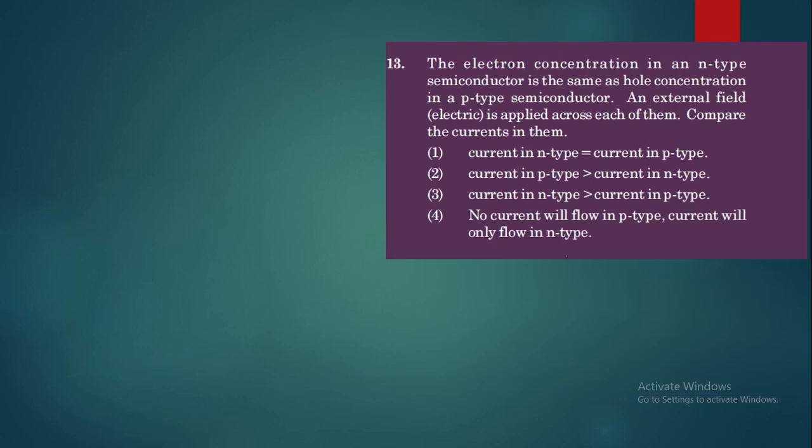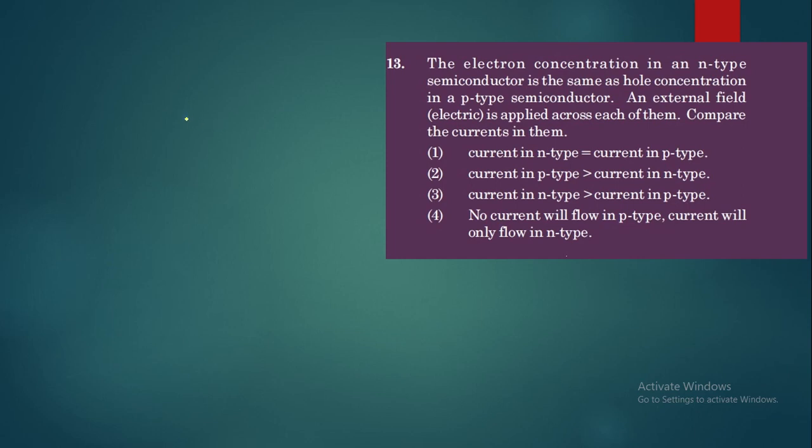So here it is mentioned that electron concentration in n-type semiconductor is the same as the hole concentration in a p-type semiconductor. Then it says that an external electric field is applied across each of them separately, an equal amount of electric field, as I assume. Compare the electric current in them. Well, current due to hole and current due to electron. Who can generate more electric current given the same electric field?